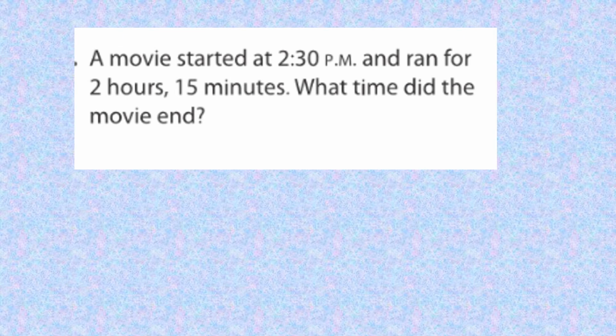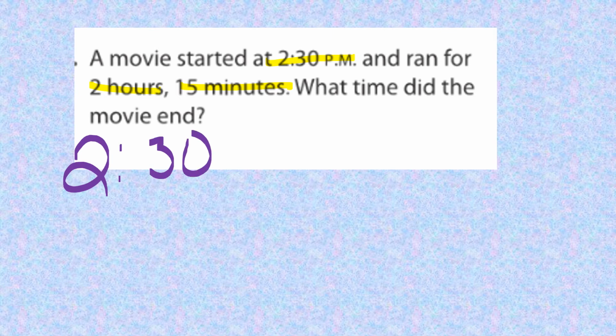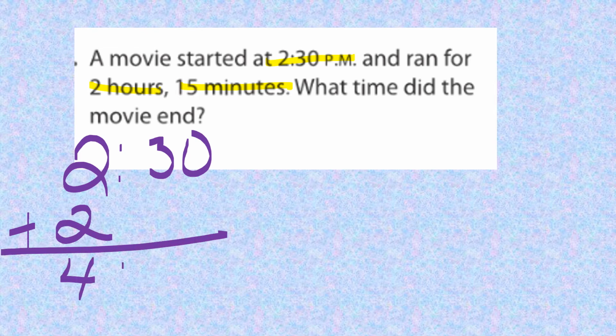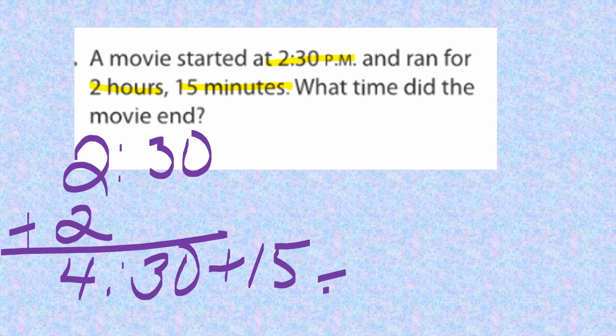A movie starts at 2:30 p.m. So this would be something I highlight, and ran for 2 hours and 15 minutes. What time did the movie end? So I'm going to go ahead and start off with my 2:30. Now, I can do this a number of ways. One, I can add the 2 hours and I get 4:30, and then I'm going to add my 15 minutes to get to 4:45.